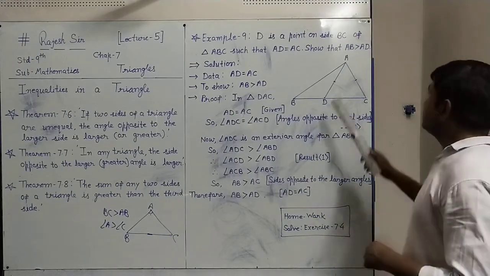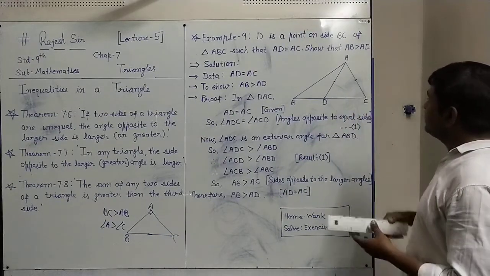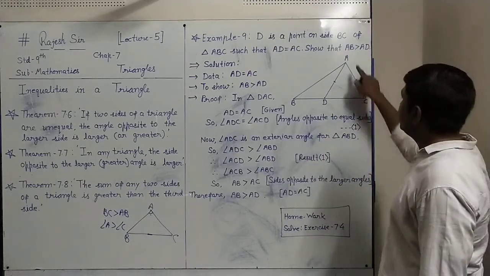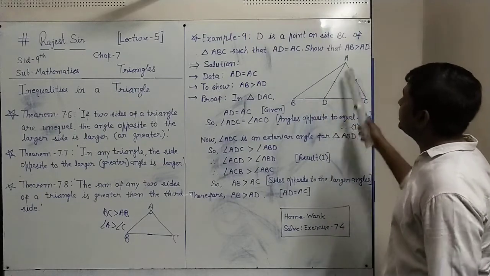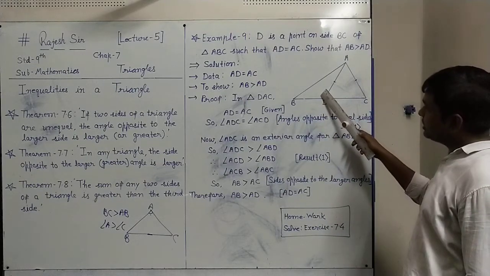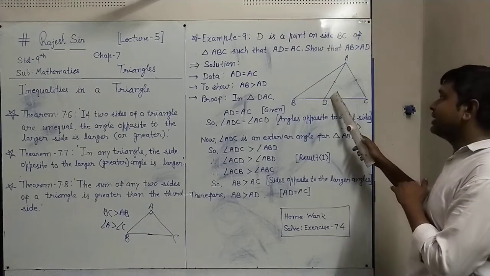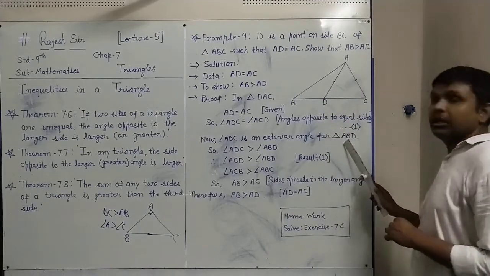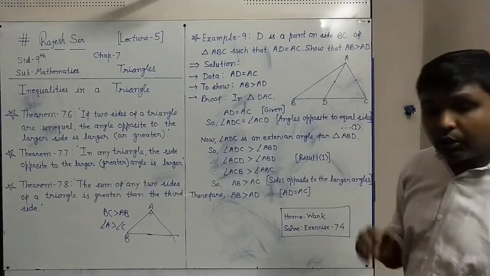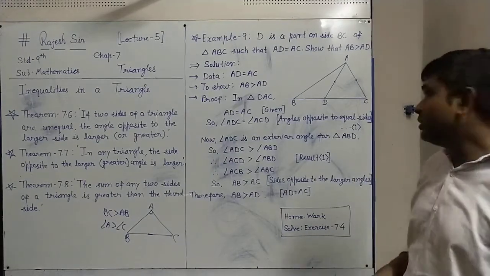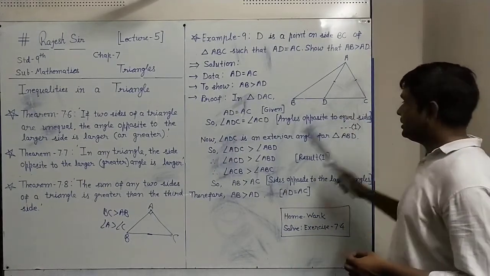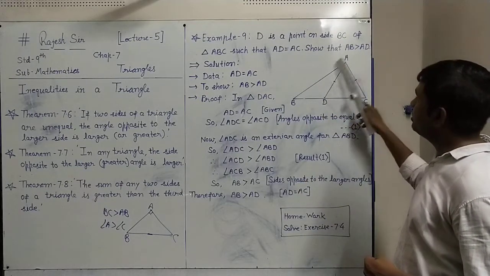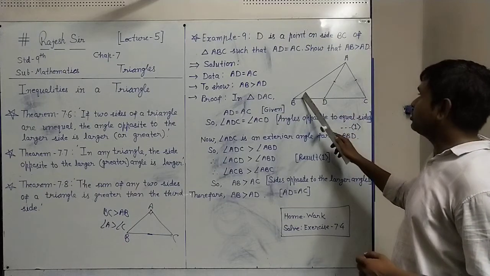Now this angle ADC is an exterior angle for triangle ABD. If you consider this triangle ABD, this side angle is inside and this side is outside. This angle is called the exterior angle. Angle ADC is the exterior angle for triangle ABD. And you also know the exterior angle is always greater than the interior opposite angle. Interior opposite angles are DAB and ABD, these two angles.